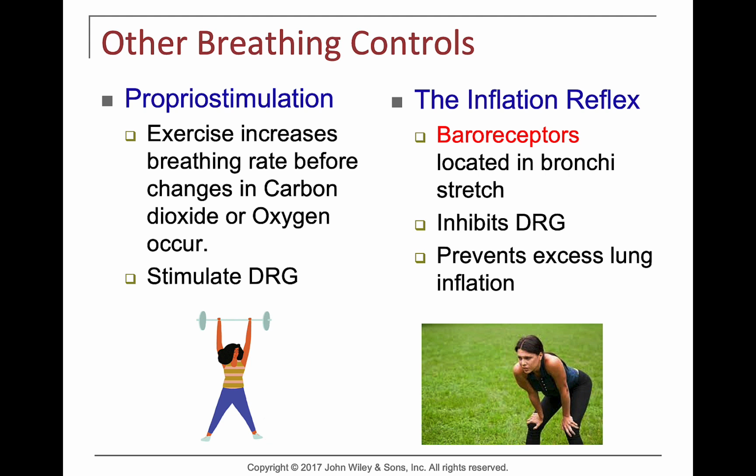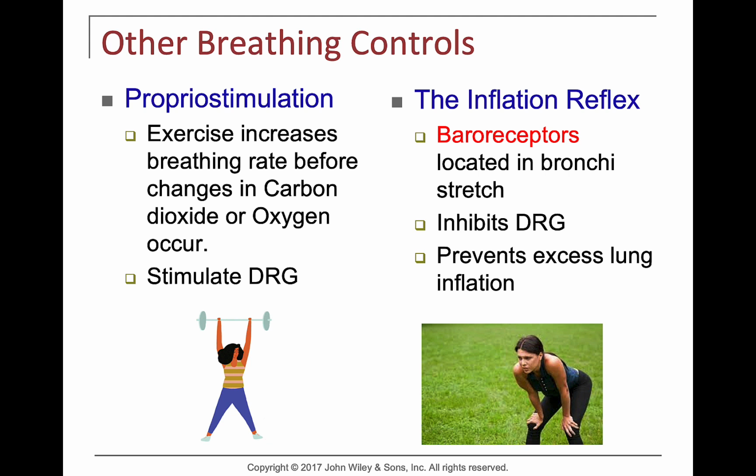The inflation reflex means that regardless of how deeply we breathe, we are not going to have excess lung overinflation because we have baroreceptors in our bronchial tubes that detect the stretch. So baroreceptors, just like the ones that are in our blood vessels, are in our bronchial tubes, and they know how the stretch is.